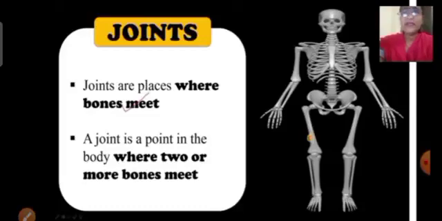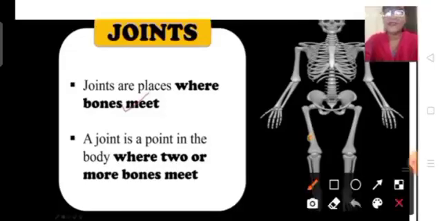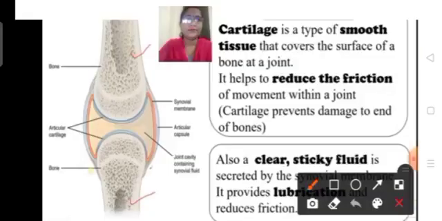Joints are the places where bones meet. For example, this is your upper thigh, this is your lower leg, and this is your knee joint. Because two bones are meeting at the knee joint, you can bend here easily. You can define a joint in either way: a joint is a point in the body where two or more bones meet. Now let's understand joints in detail.